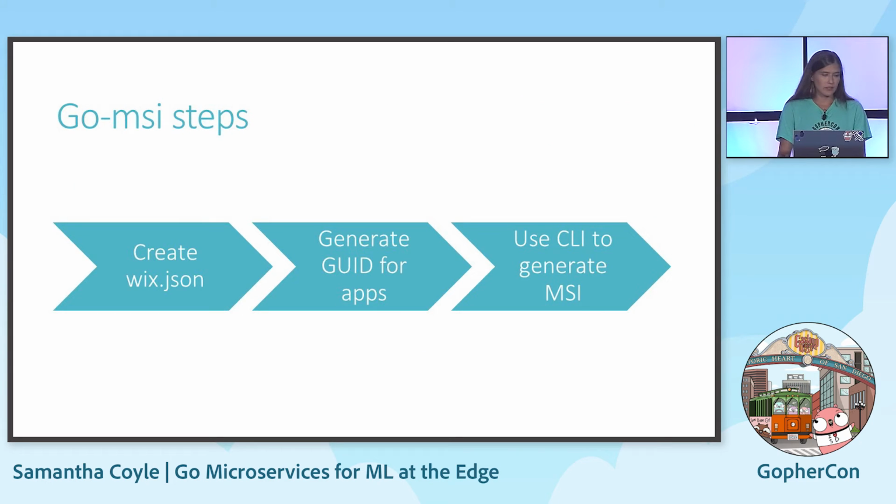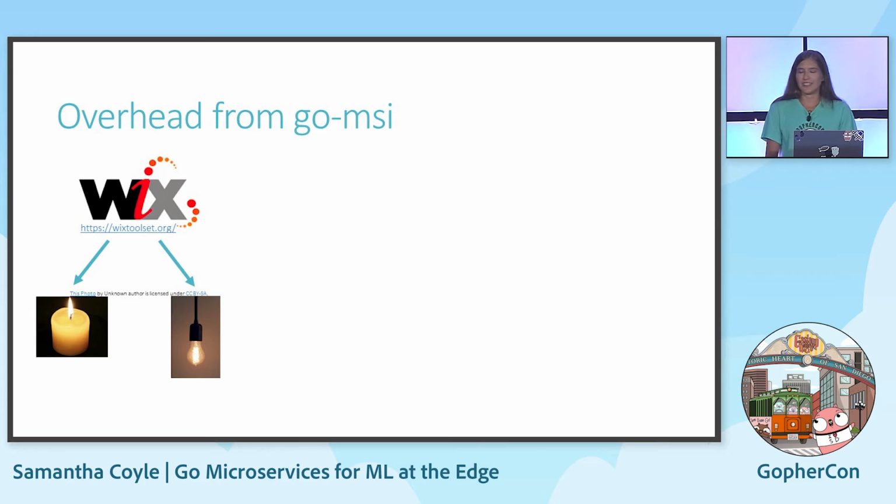And there were 3 steps here for the Go MSI package. First of which was creating a wix.json. This is simply a configuration file to describe packaging rules for that resulting MSI file. We then generated GUIDs, or globally unique identifiers, for our different services for the Windows machine. And then from there, we would use that Go MSI CLI to generate our MSI package. So a few steps, and that's where we started to learn some of the overhead with this package.